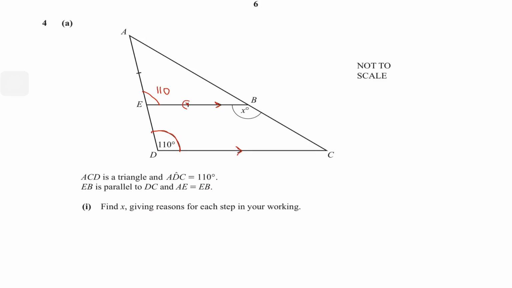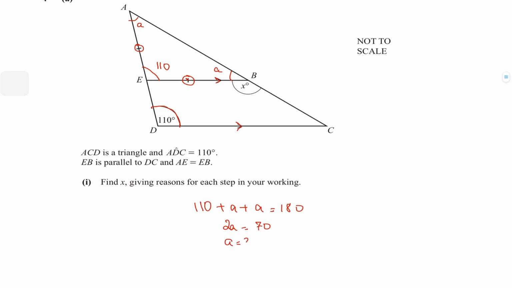Now as you can see, these two marks basically mean that this is an isosceles triangle, which further means that these two angles, actually let's not call them x since that's already been used, let's call them a, are going to be the same. So 110 plus 2a is going to be equal to 180. 2a is going to be equal to 180 minus 110, which is 70. So a is going to be equal to 35.